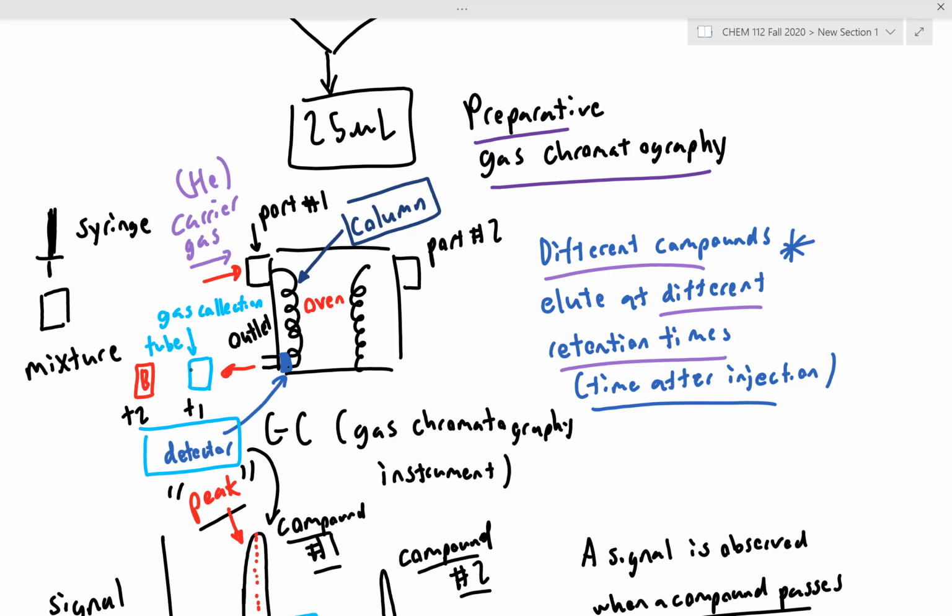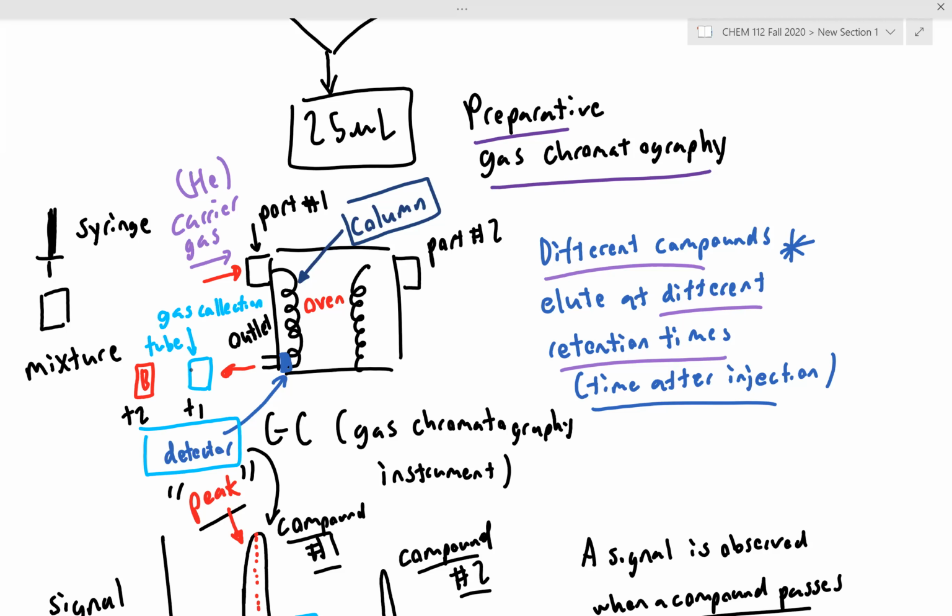So this is preparative gas chromatography, where we're separating a mixture of about 25 microliters of sample utilizing our gas chromatography column. Does that make sense to everyone so far? And again, the separation is based on boiling point and the strength of intermolecular forces.